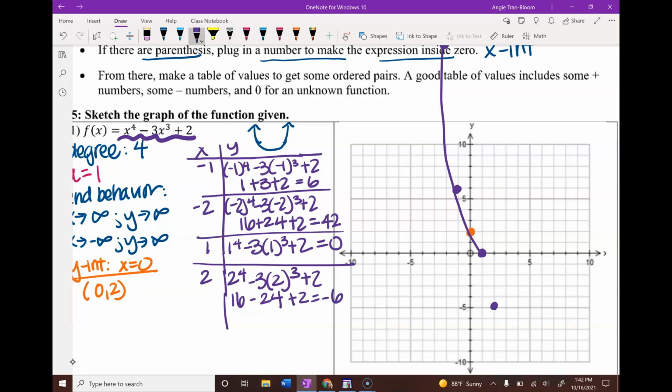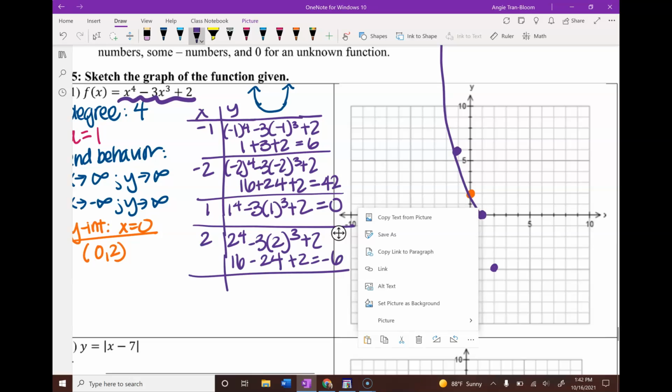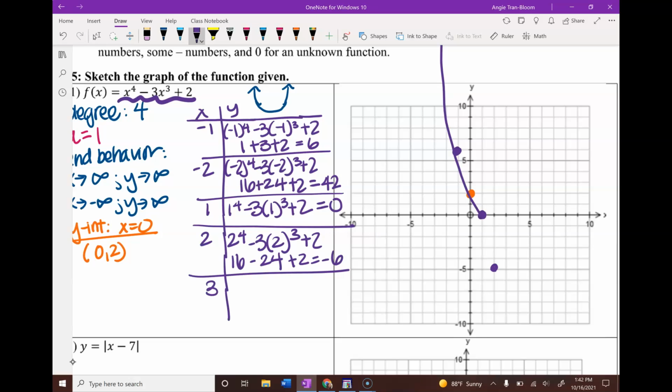So I'm going to have to make this really pretty in a little bit. Okay, it's still not going upward. So let's try another value, which is 3. Okay, so plug it in. Why don't you plug it in and then give me the answer? So 3 to the 4th minus 3 times 3 to the 3rd plus 2. What do you end up getting?